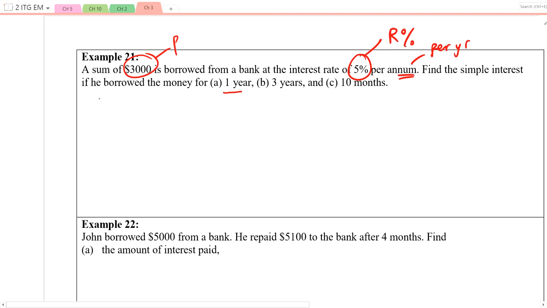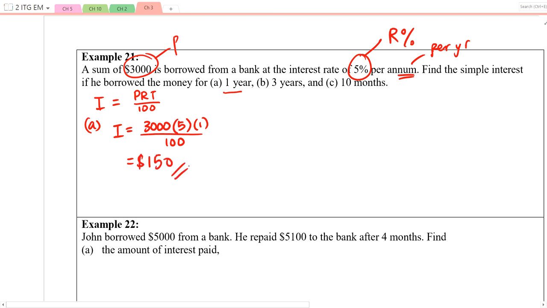Let us write down the formula. I equals to PRT over 100. So for part A, I will be equals to 3,000 times R, which is 5, times 1 divided by 100 to give us $150. Please do part B yourself, and I'll do part C for you.